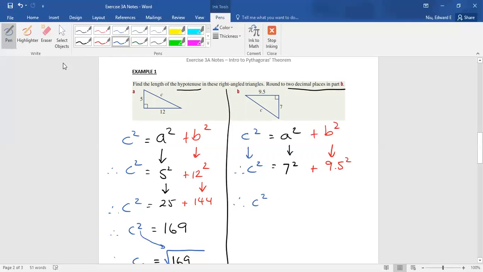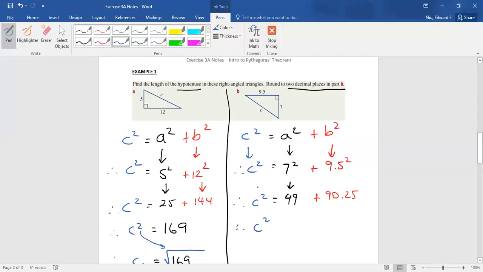From here, well, we know that 7 squared is 49. Using our laws of BIDMAS, we have to remove the index first before we can add. The 9.5 squared, let's see what that is. 9.5 squared equals 90.25. Add the two together.